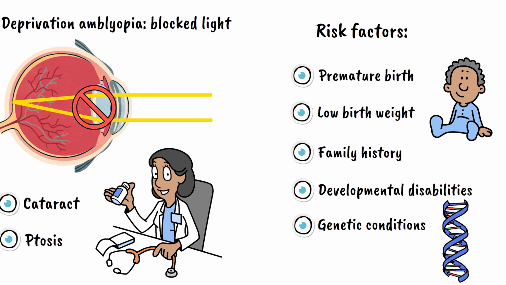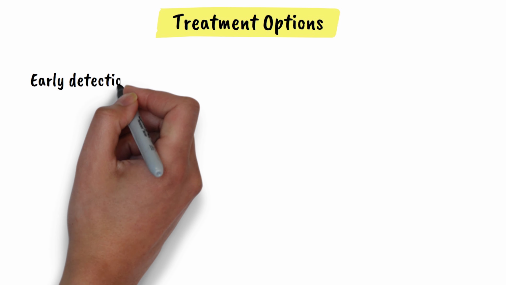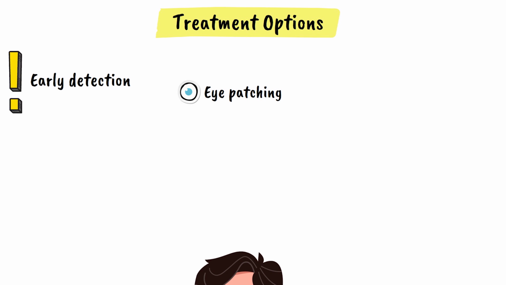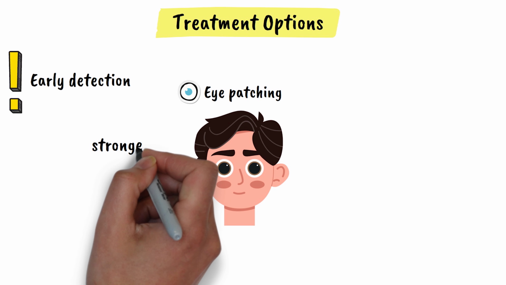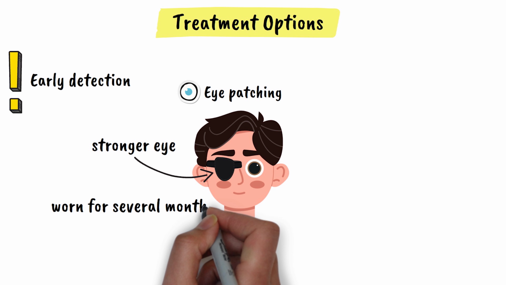Now, how can vision be improved? The good news is that amblyopia can be treated, especially when caught early. The key is forcing the brain to use the weaker eye. The most common treatment is eye patching, where the stronger eye is covered for several hours each day. This forces the lazy eye to work harder. Many children wear the patch daily over several months.